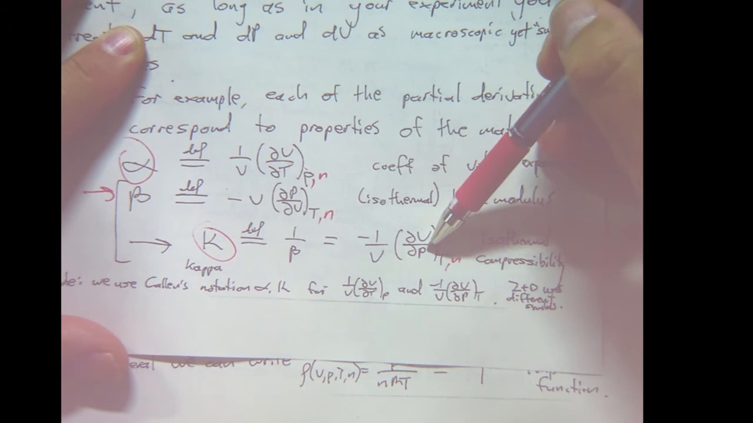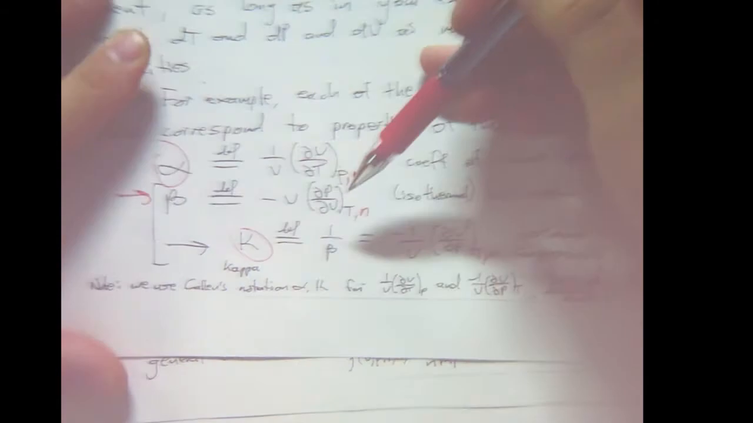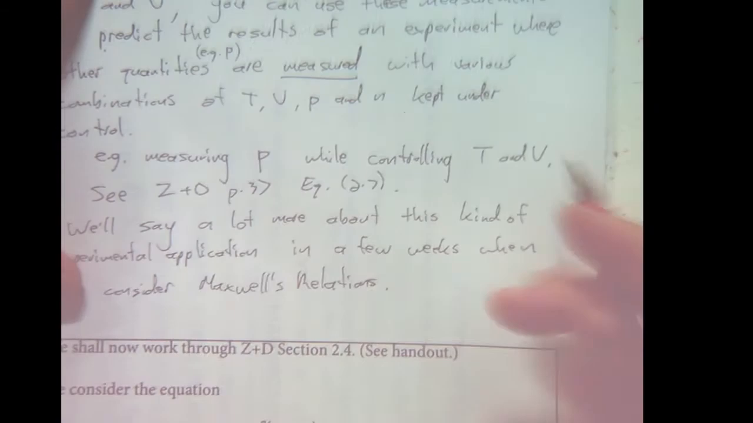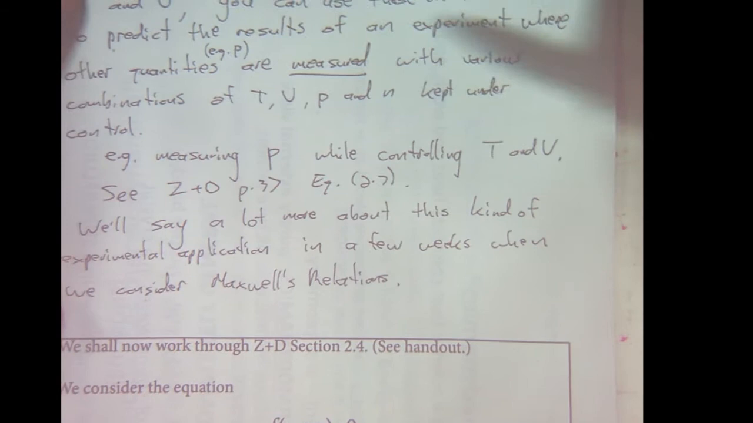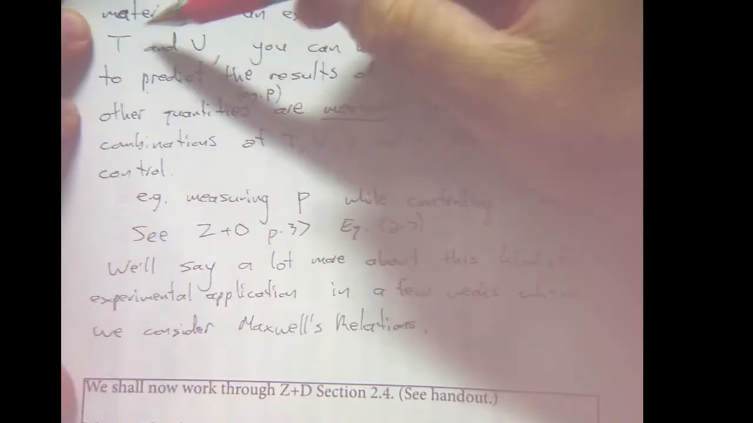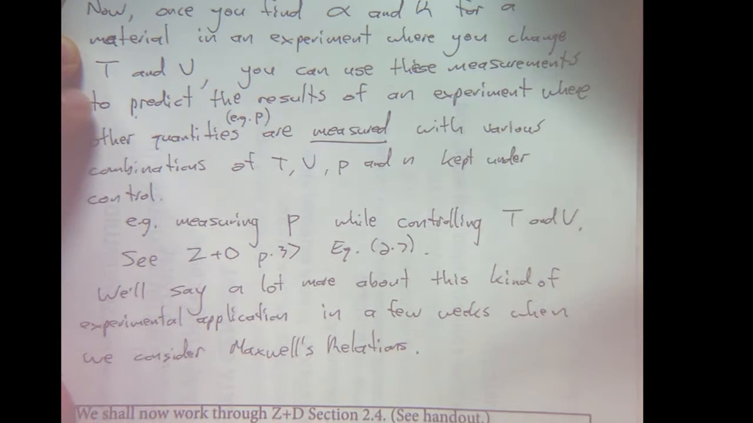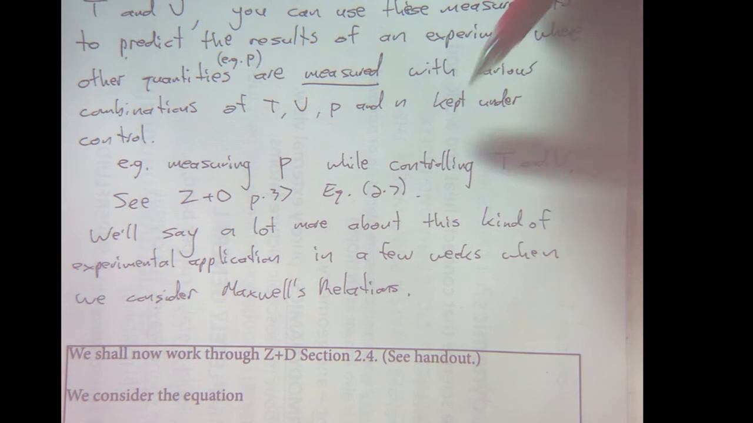So the most direct way of measuring these in an experiment is where volume is a function of temperature and pressure, with the number of moles constant. But in your experiment, you might change the temperature and volume, and then you can use the measurements to predict the results of the standard experiments with other combinations. Any combination of T, V, P, and N can be kept under control if you know how to change the variables. So it's one of the skills you learn in thermodynamics.